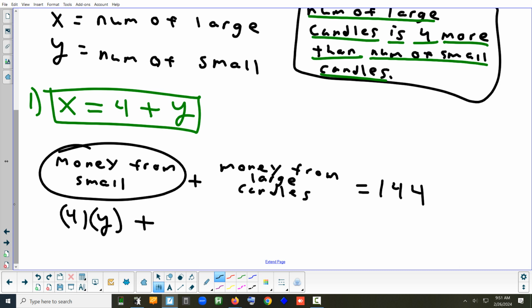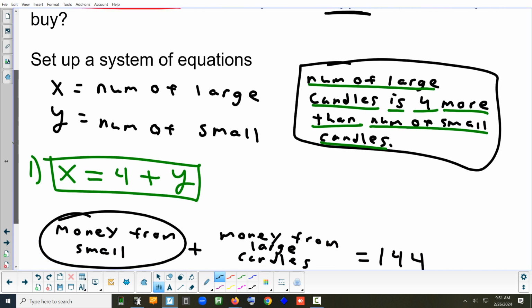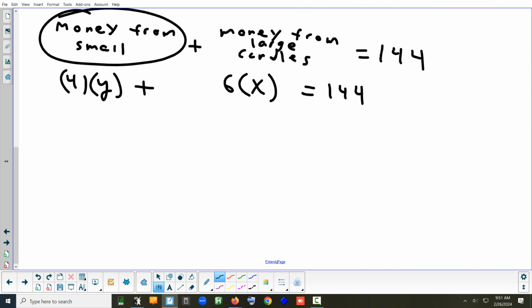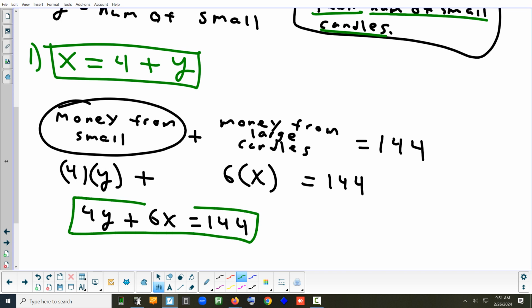How much does each large candle sell for? $6. $6 times how many large candles did we sell? We don't know, but how did we represent it? X. How would you write 4 times y? 4y. How would you write 6 times x? 6x. And then what goes on the other side? 144. That is your second equation.